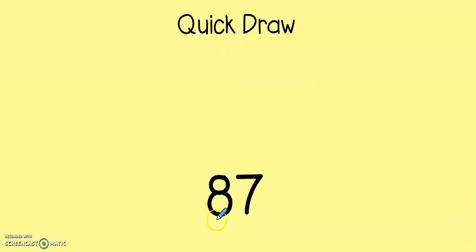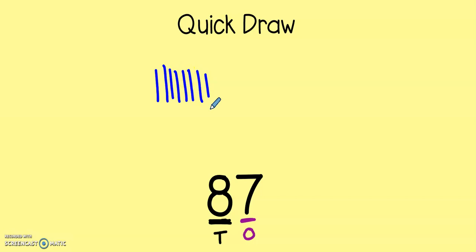The next number is 87. That means that I have 8 tens and 7 ones. Now, for this drawing, we have something special to do. If I'm drawing 8 tens, I want to organize those tens. Here's why. If I just jumble the 8 tens together and go like this, 10, 20, 30, 40, 50, 60, 70, 80, they're very hard to count quickly. And since I want this to be quick, I need a good strategy.